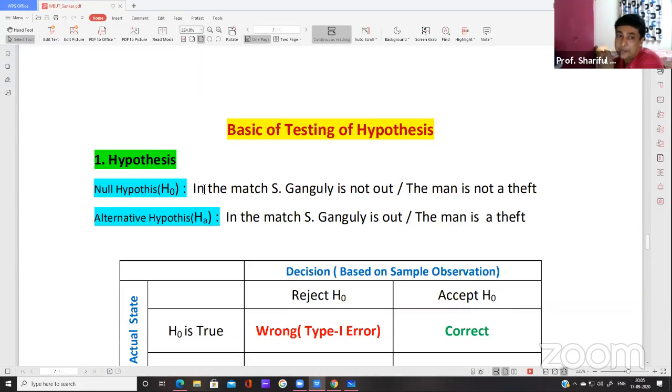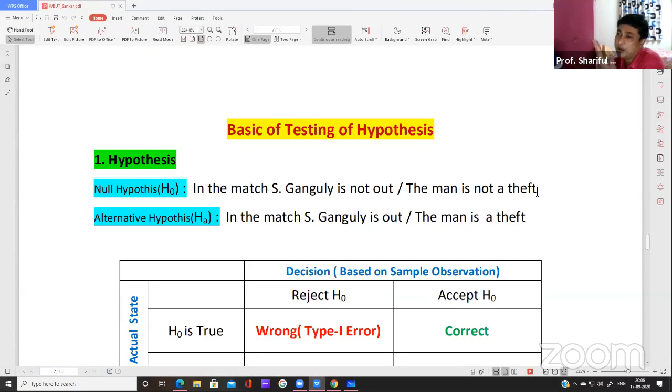Suppose you are the third umpire. That means you have to judge whether Saurav Ganguly was out in a particular match or not. In that case, the null hypothesis will assume he is not out. In this match, Saurav Ganguly is not out. Or suppose a man has been produced by the police in court and they claim that he is a thief. In the judgment, the judge will assume that the man is not a thief, because he is a human being and nothing has been tagged with him.